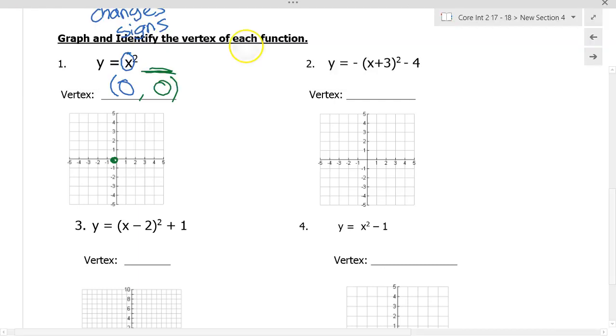I'm going to graph that point just like this. Then, is it positive or negative? If it's negative, it will have a negative sign out in front. If it's positive, remember, a lot of times we don't write positive. So this one's positive, it's going to go up and look like a smile. I'm going to draw a smile that goes through that vertex, that center point. And that's my graph.